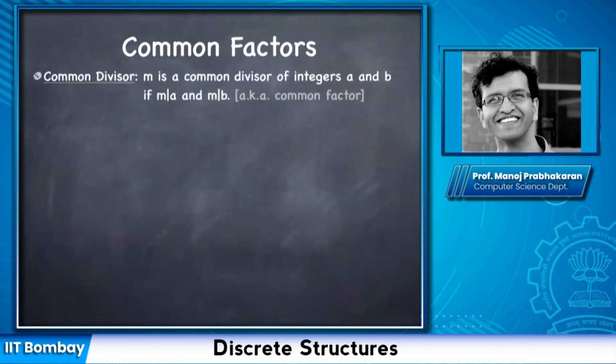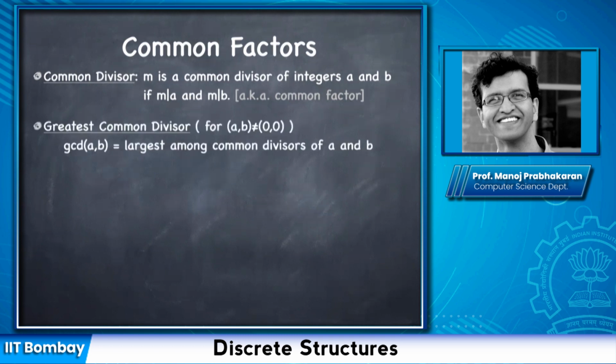Now we'll talk about common factors between two integers. So for two integers a and b, and you could think of them as positive integers throughout this lecture, I'll call m a common divisor of a and b if m divides a and m divides b. So it is a factor of a and a factor of b. It's a divisor of a and a divisor of b. That's when I call it a common factor or a common divisor.